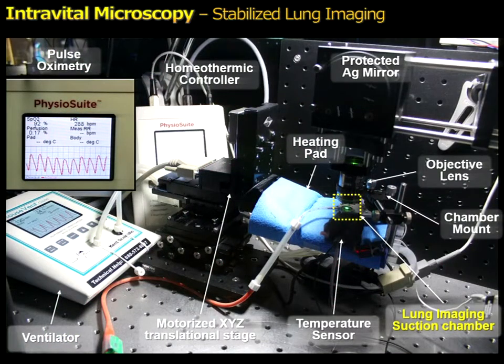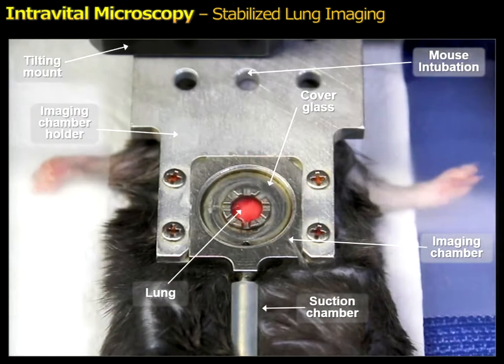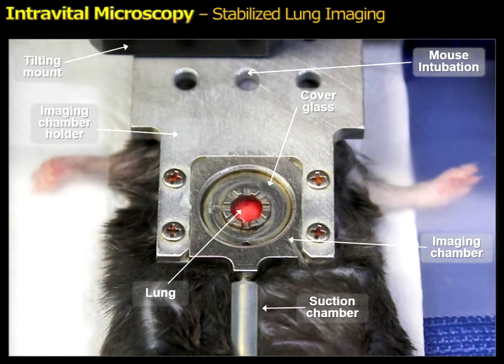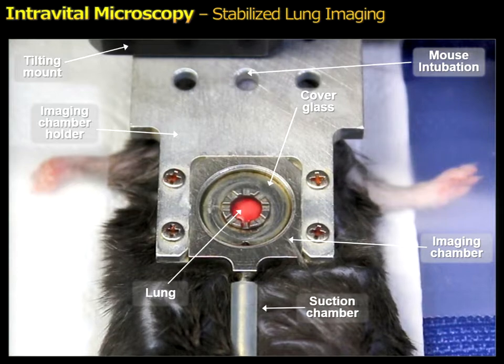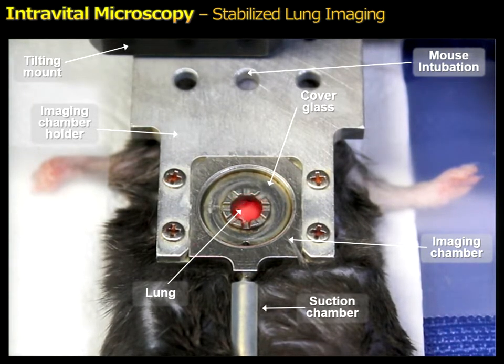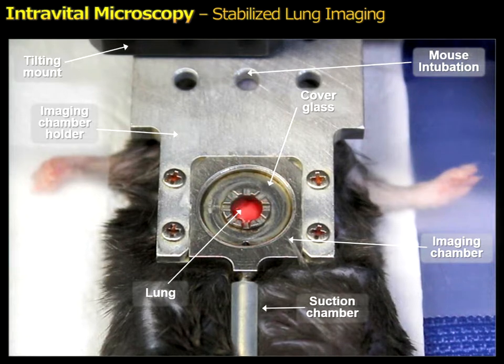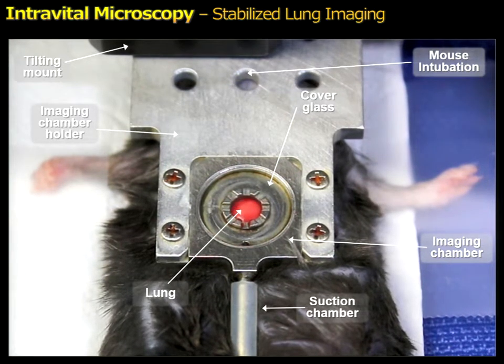This is another example about the lung imaging. In this case, we intubate the mouse to keep it alive, and then we expose the lung. We make an incision on the skin and expose the thoracic cavity. Since the lung is always moving to breathe, to get stabilized imaging at microscopic scale, we designed this imaging chamber. Inside this imaging chamber, we have a hole here, okay?